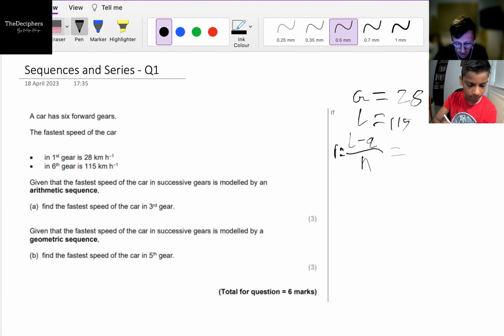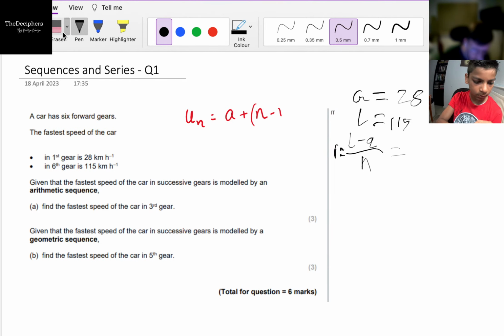So think about it again. We're doing an arithmetic sequence, Cordelia. So why would we be using R? What I would advise for any sequences series question is first of all write down the formula that you need. It's one that's not given to us, one we have to remember, but it's U of N equals A plus N minus 1 D.